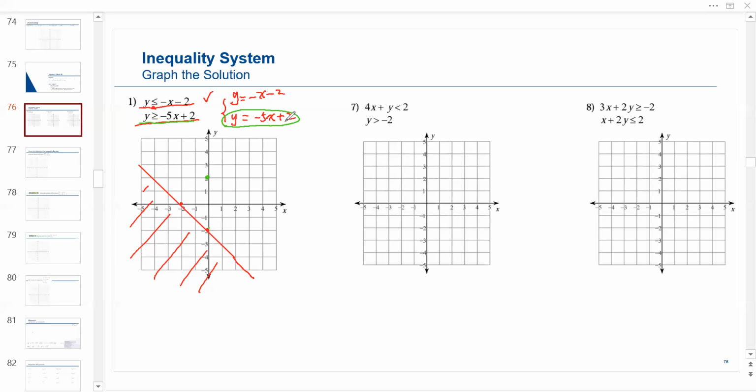I'm sorry, x equals 0.4, because when y equals 0, x equals 0.4, right? So it's about here. So they also include this line, and you can graph it this way.